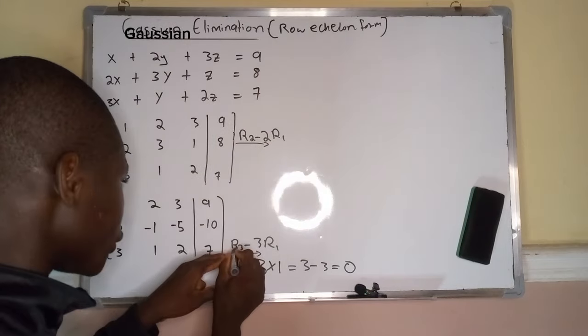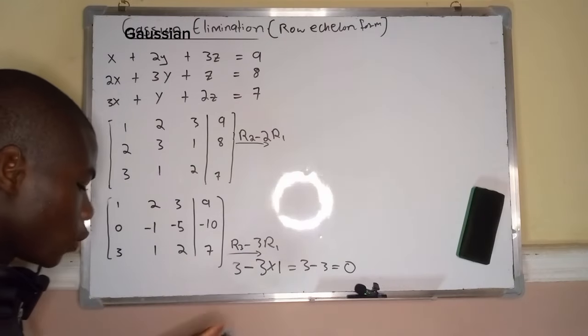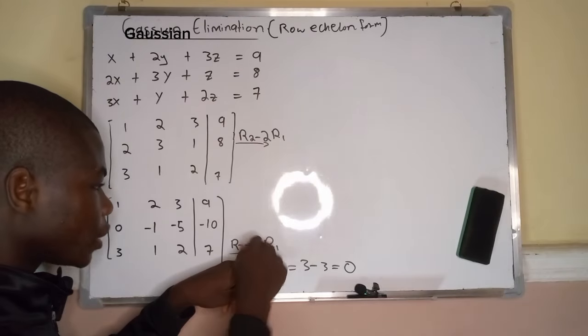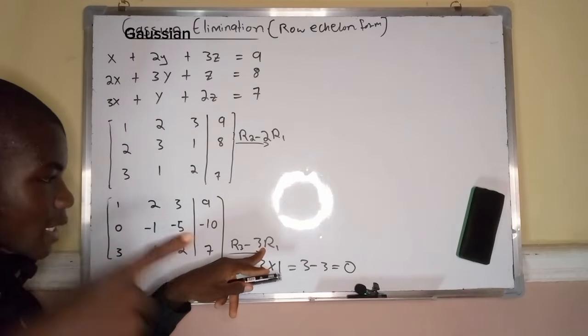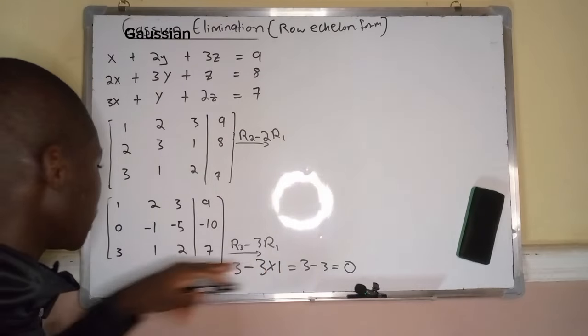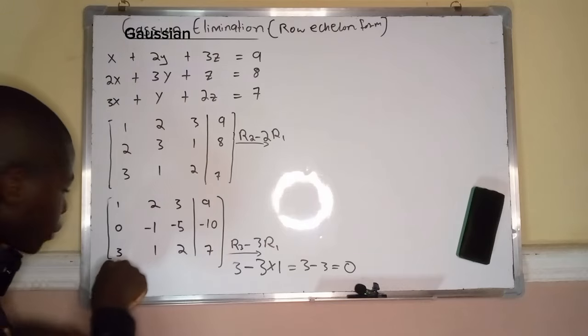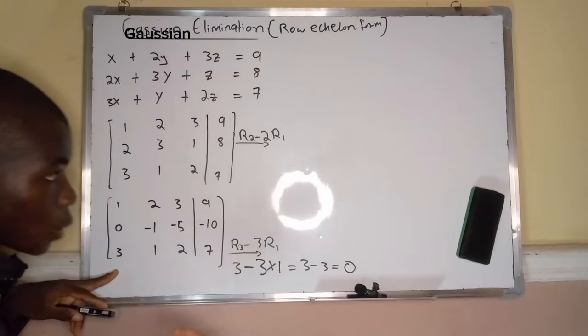I just say row 3 minus 3 multiplied by row 1. Because if I multiply 3 by row 1, I will still have the same 3. So therefore 3 minus 3, because I'm having 3. Because I want to make 3 to be 0. So therefore 3 minus 3, which is 0.